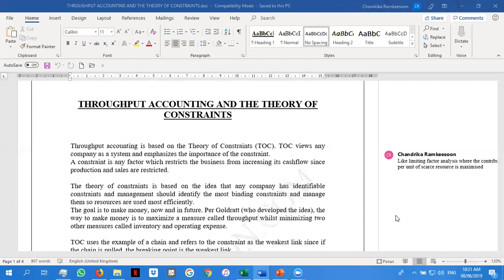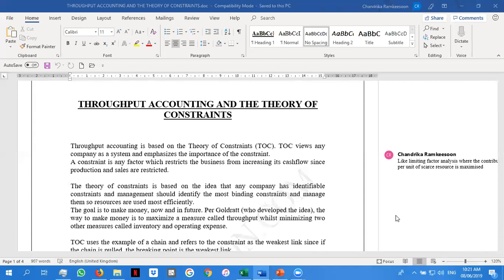Now, in case you're saying to yourself, but we started off by saying the throughput accounting is based on the theory of constraints. And now we are talking about the theory of constraints. So where is throughput accounting? Well, that will be revealed shortly. That opening statement, though, is very factual. I mean, throughput accounting is based on the theory of constraints. So obviously, I have to explain what the theory of constraints is about first, and then bring it back to throughput accounting, which is where we actually get into the calculations and whatnot.